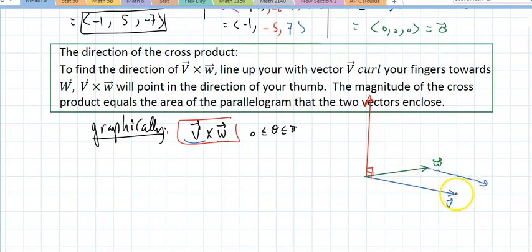If I extend those two, and the magnitude, of course this is the angle between them, the magnitude of the cross product turns out to equal the area of the parallelogram that's enclosed by them.